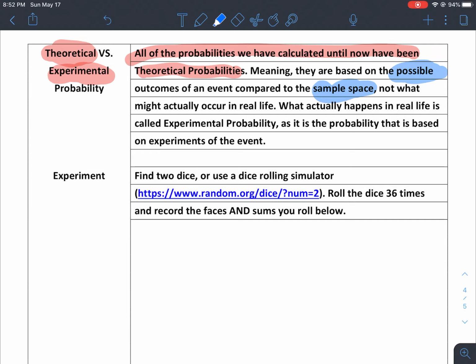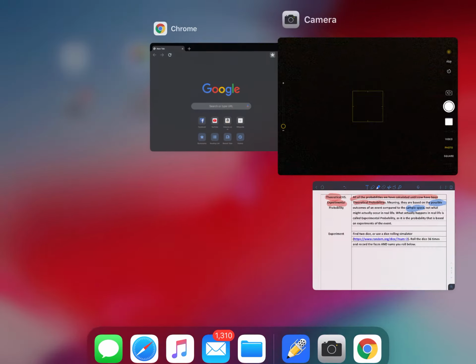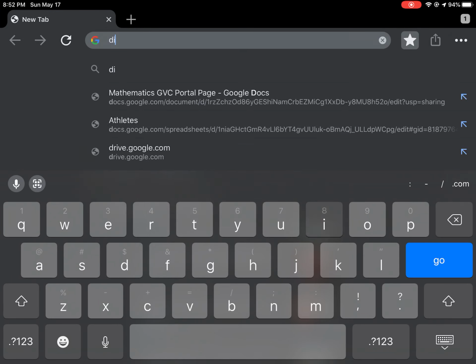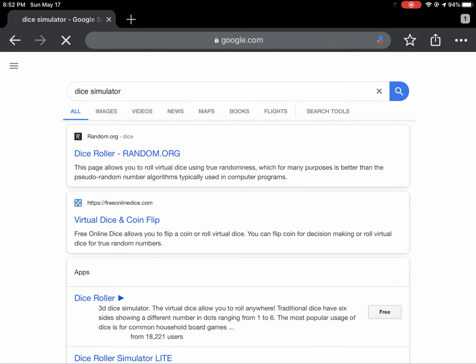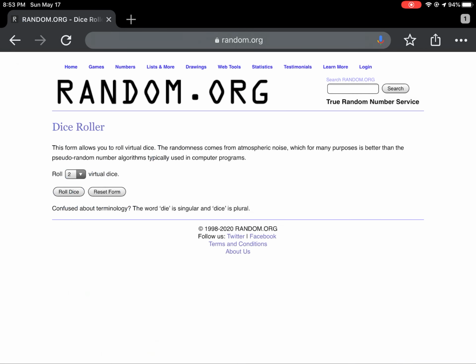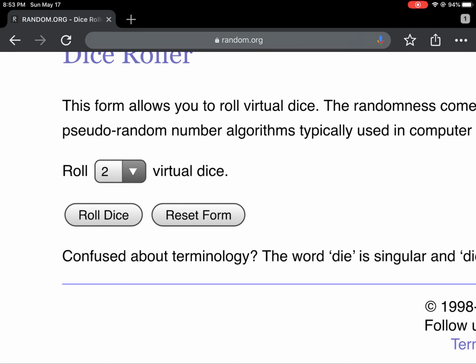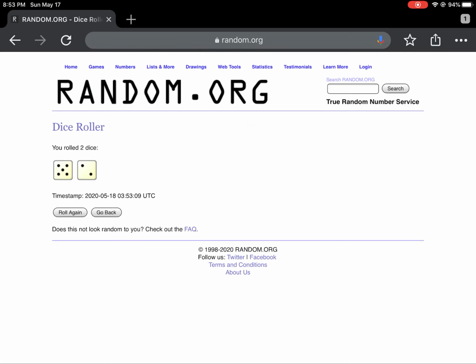So, what I recommend doing is grabbing 2 dice, because obviously you have 2 6-sided dice sitting next to you. If you don't, you can go to any site where you have a dice simulator. So here, I'm just going to search dice simulator. This is the one I use for Dungeons and Dragons sometimes. And I want it to roll 2 virtual dice. I hit roll. I got a 5 and a 2. Roll again. I got a 1 and a 4.